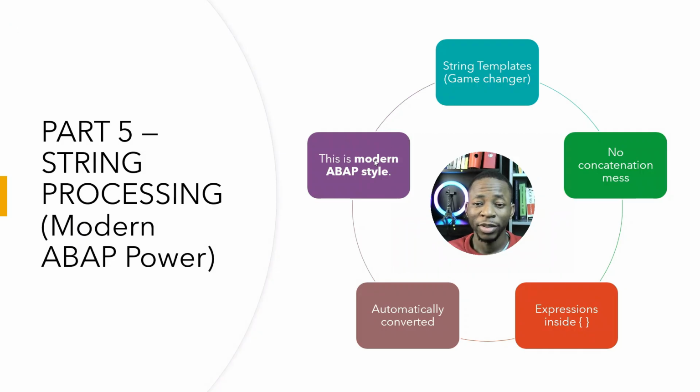Now we are going to string templates, which is of course string processing, and this is the power of modern ABAP. String templates are actually the game changer when you come to string concatenation. You don't have to deal with concatenation stress or messy concatenations. When you write with expressions, your expressions are inside the curly brackets, and everything is automatically converted. So this is modern ABAP style, and I'm going to show you in the code now how we do string processing and concatenation. What we have been doing so far is just pure text.